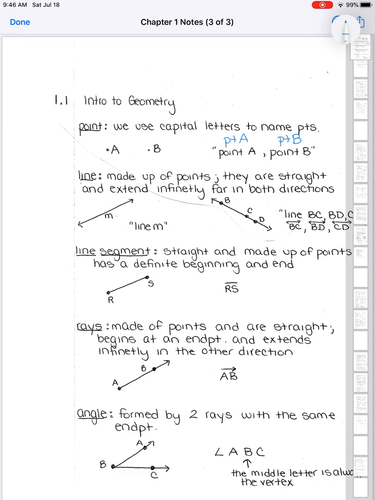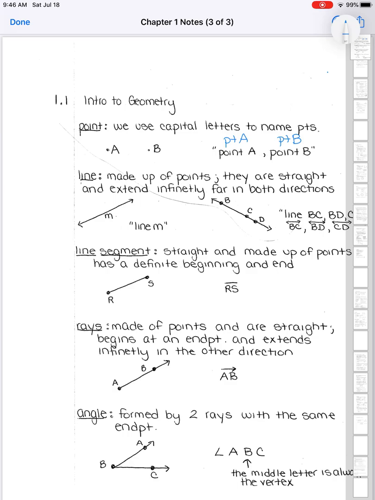You also, if you want, can abbreviate point. You don't have to actually write the whole word out. But unfortunately, there's no symbol for a point. So you write it out, or like I said, abbreviate it. A line is made up of points, and they are straight, and they extend infinitely far in both directions.